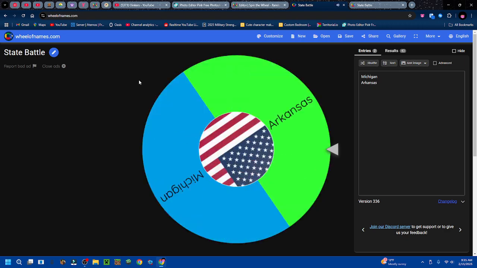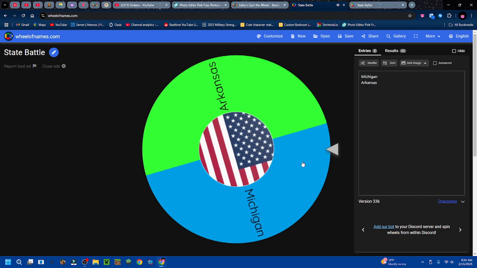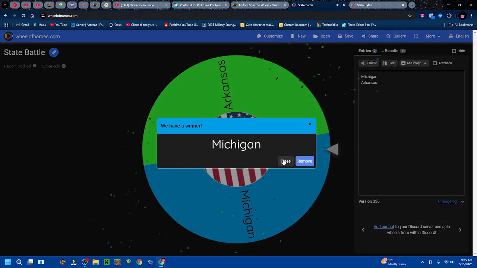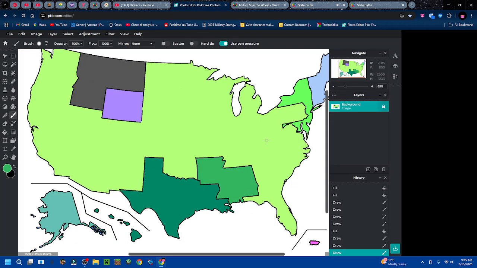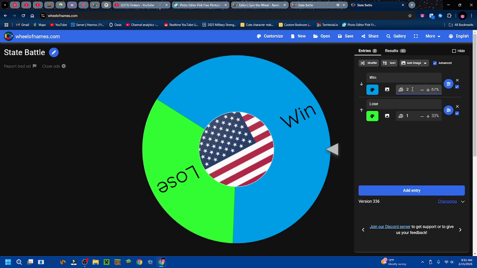Michigan and Arkansas. That's not a very good choice, Texas. They have how many seats? 19 plus 11, right? 19 plus 11 is 30, so it's a win 2, lose 30, literally.